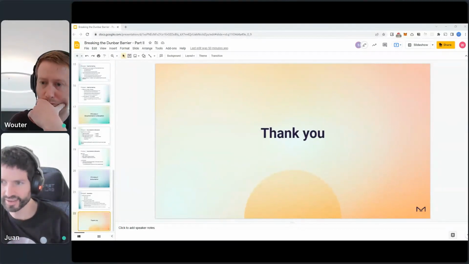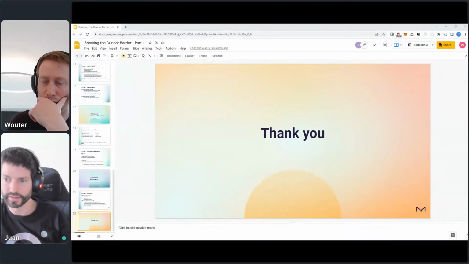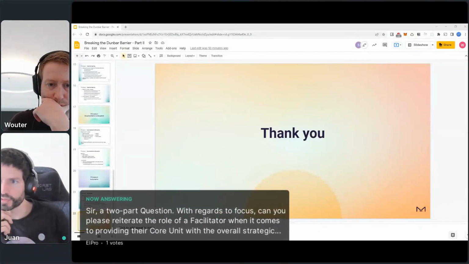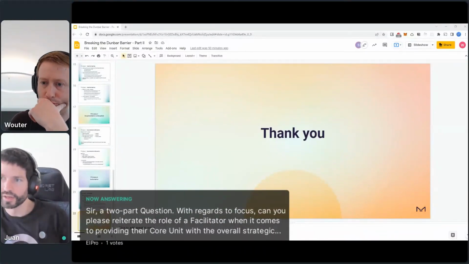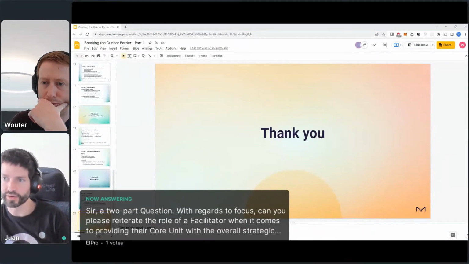It is. Okay, great. Now I was going to say we do have one question from Elpro. It is a two-part question. The first one is in regards to focus. Can you please reiterate the role of a facilitator when it comes to providing the core unit with the overall strategic imperatives and making sure every team member understands them and how the work they perform fits into creating value?